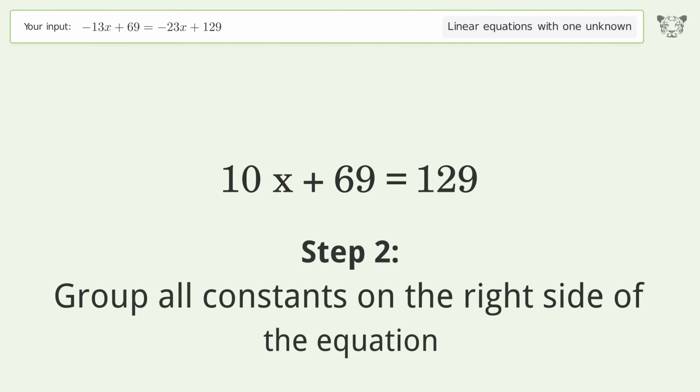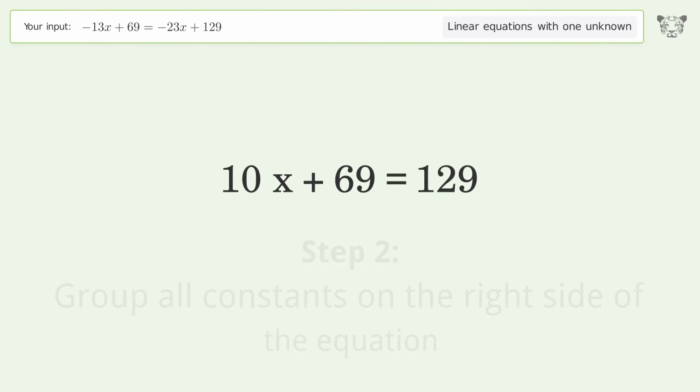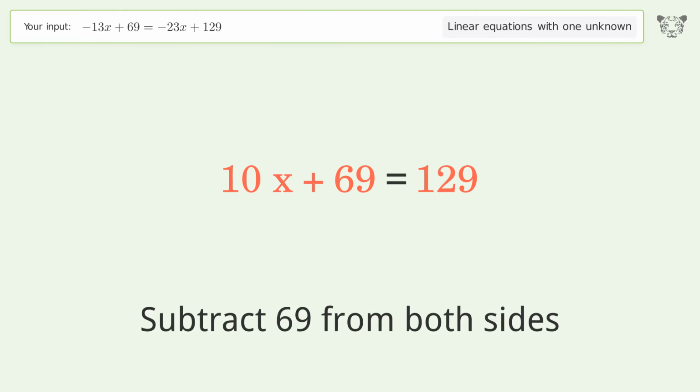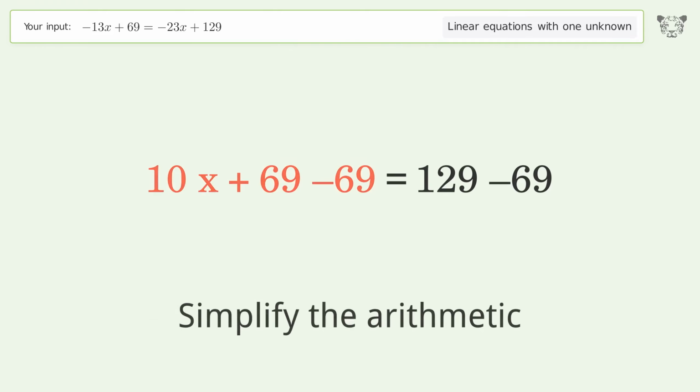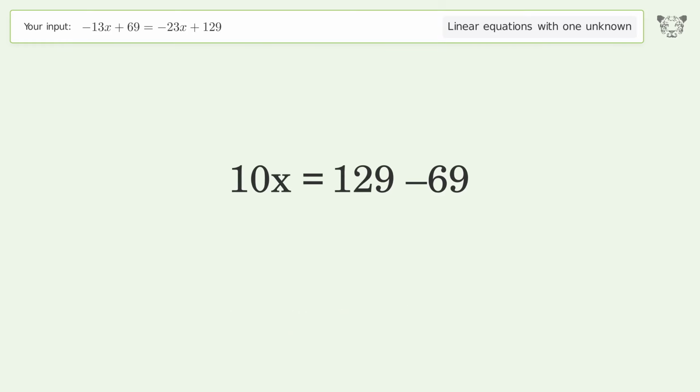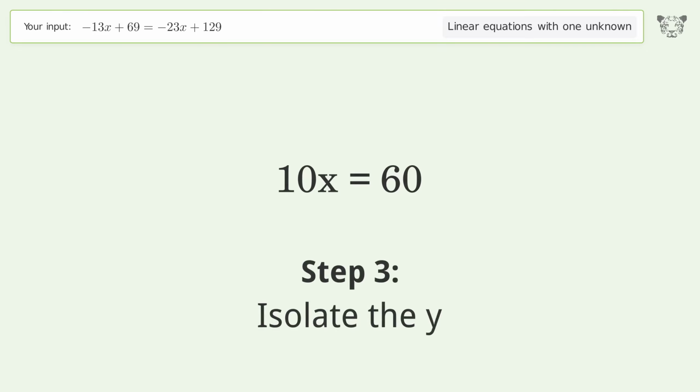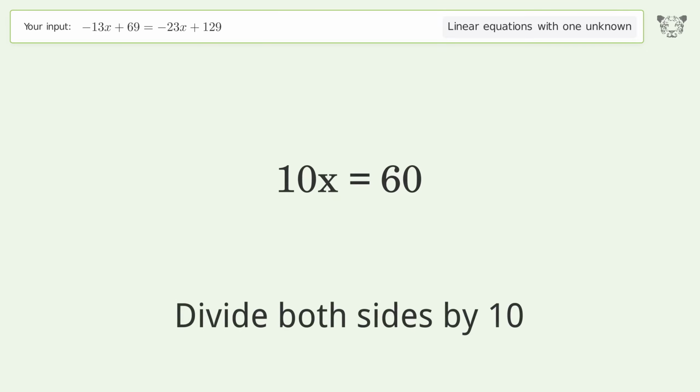Group all constants on the right side of the equation. Subtract 69 from both sides. Simplify the arithmetic. Isolate the y. Divide both sides by 10.